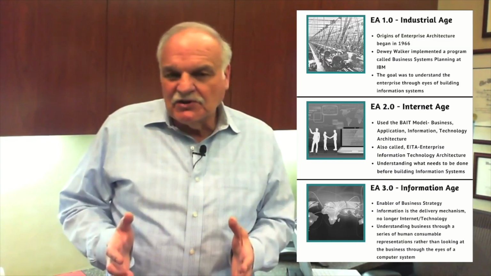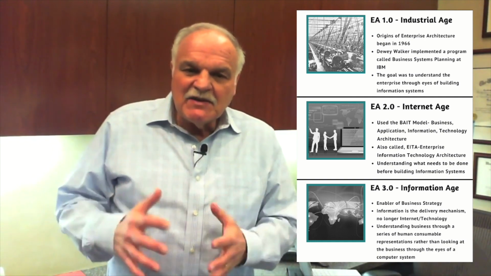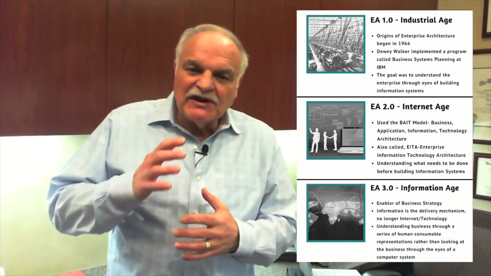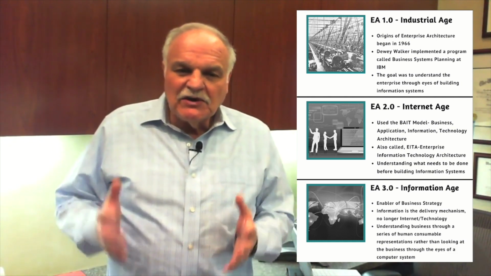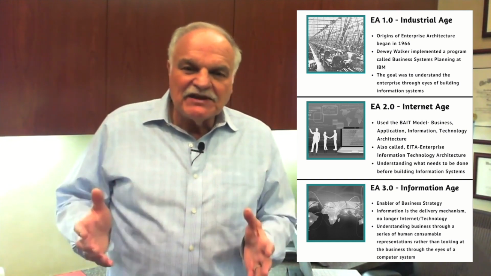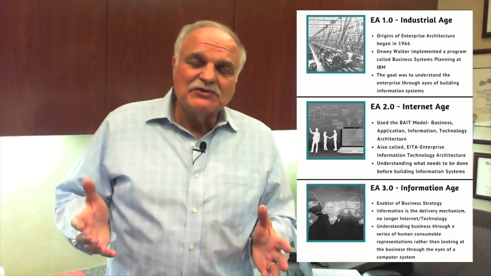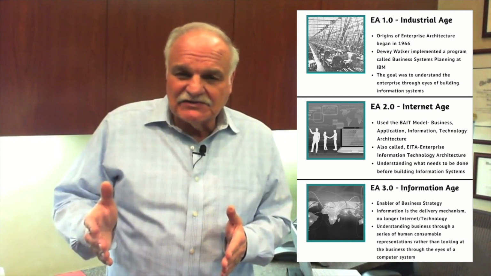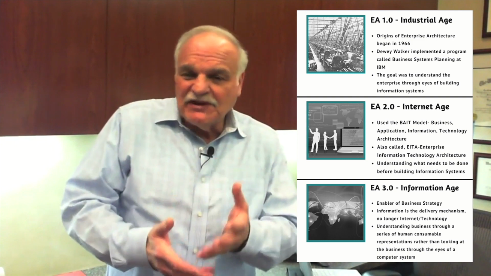Enterprise Architecture 1.0 began with Dewey Walker in 1966 when he was at IBM and came up with a process called Business Systems Planning, which was focused on understanding your enterprise through the eyes of building information systems. Enterprise Architecture 2.0 was best defined by what was referred to as the BATE model: business, application, information, and technology architectures, frankly more correctly referred to as EITA, Enterprise Information Technology Architecture, which was focused on the understanding of what needs to be done prior to implementation of information systems.